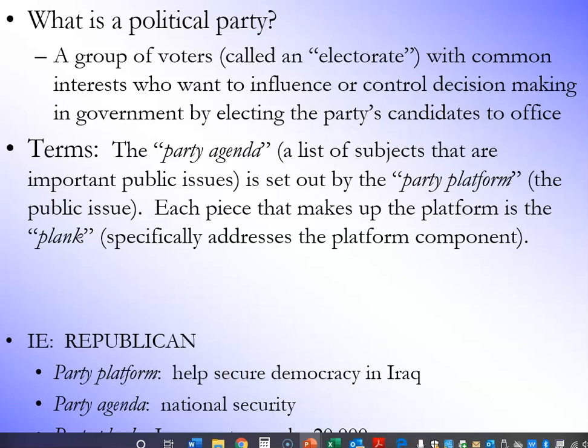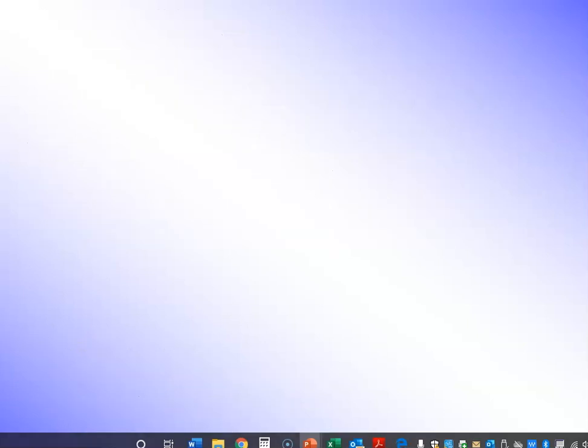So at the bottom of your screen, I have an example of how you can look at a Republican agenda, platform, and plank. So the agenda is national security. That's actually an issue that's important to just about everybody in America. The Republican Party platform might be to help secure democracy in Iraq. So how are they going to go about doing that? That's your plank. Perhaps they're going to increase troops in Iraq by 20,000.